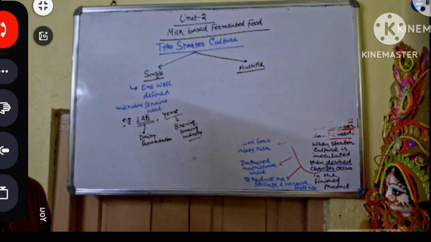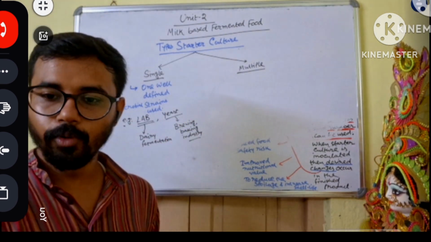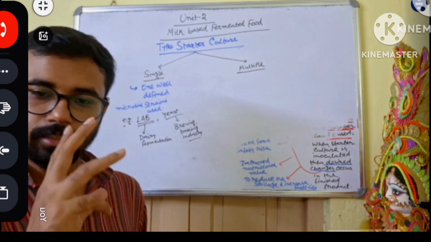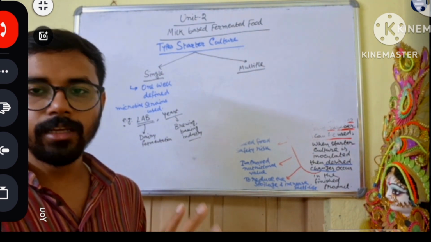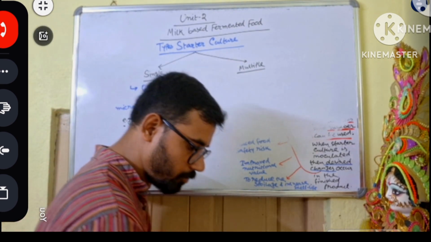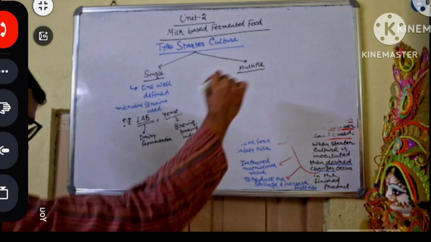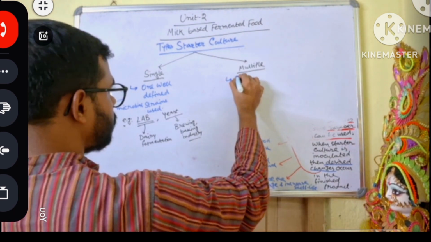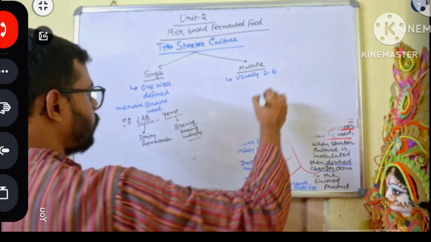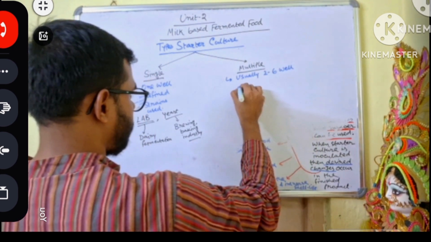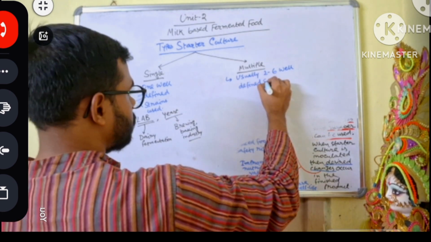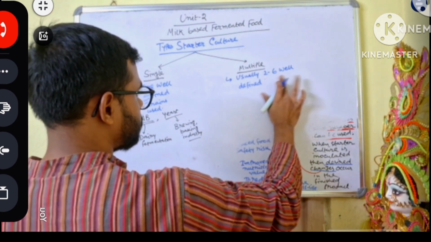What about multiple? Clearly, as the name suggests, more than one desired or relevant microbial group must be present, otherwise the actual fermented food product is not produced. That is when we use multiple strains. Usually 2 to 6 well-defined microbial strains are used.